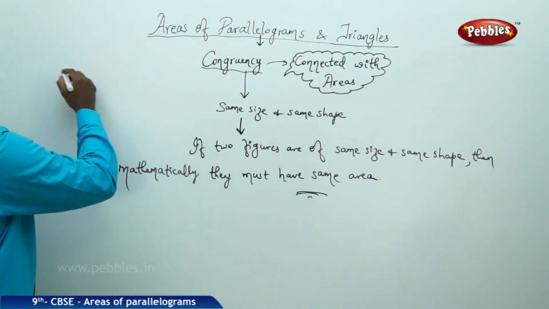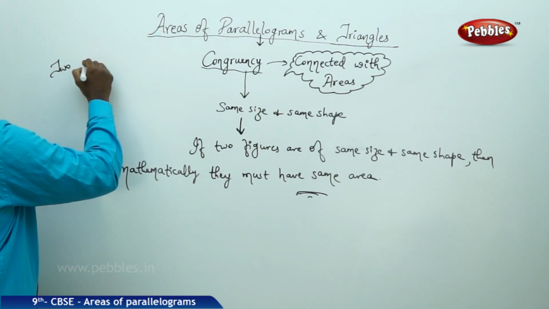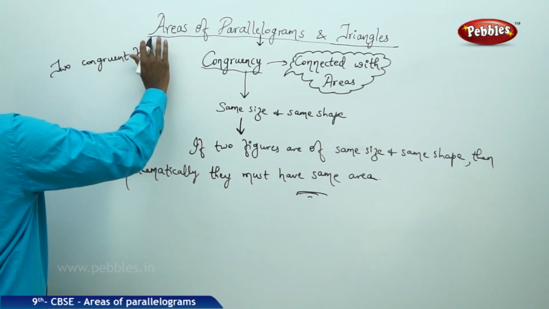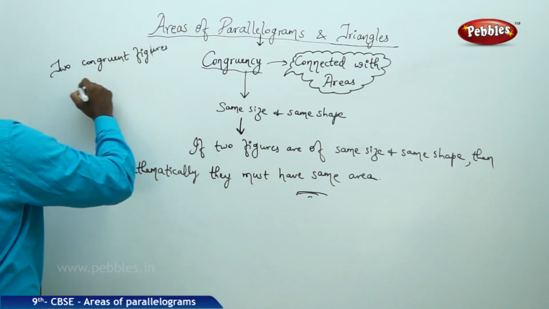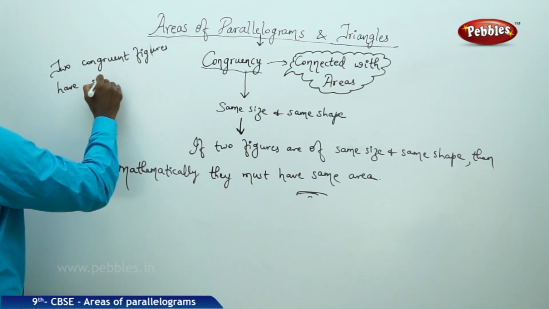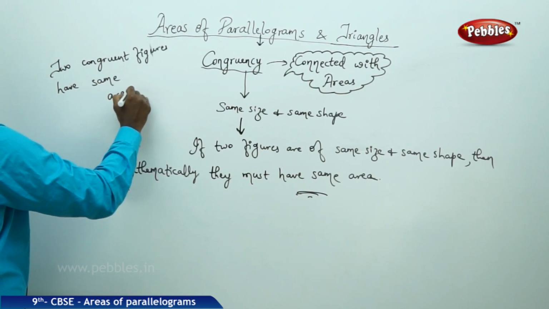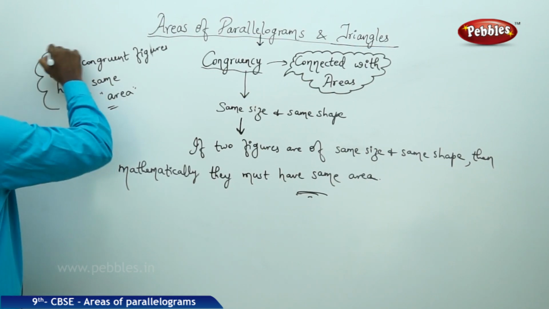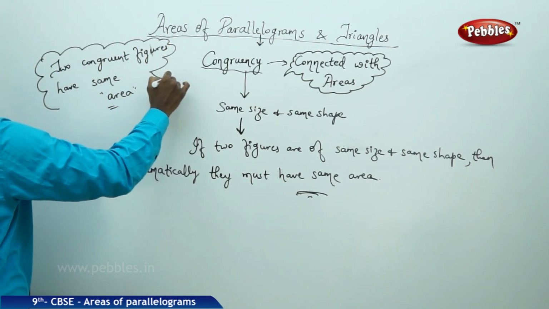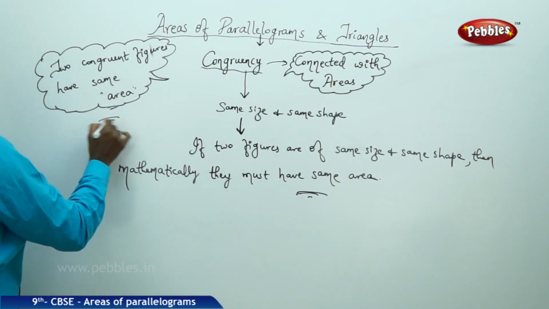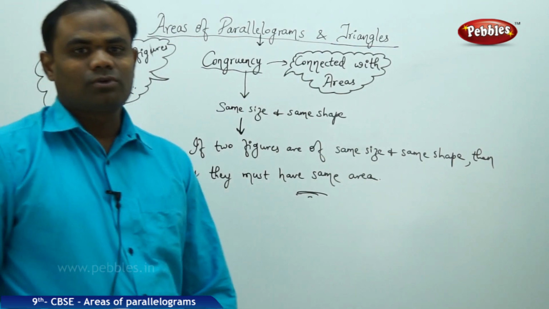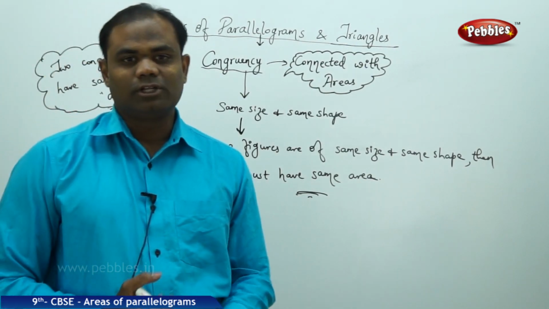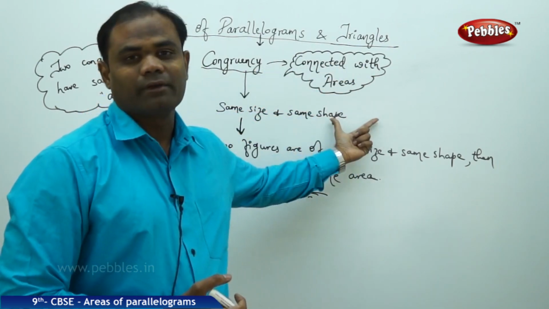So I come to the conclusion that two congruent figures have the same area, is how I conclude the statement. Two congruent figures have the same area is the learning outcome, and congruency is connected with areas.